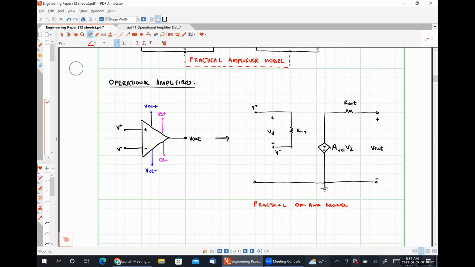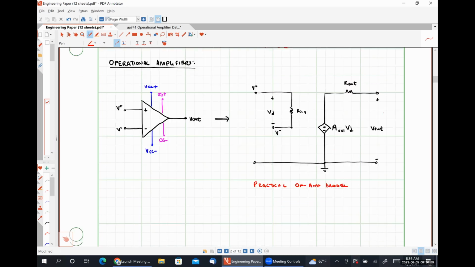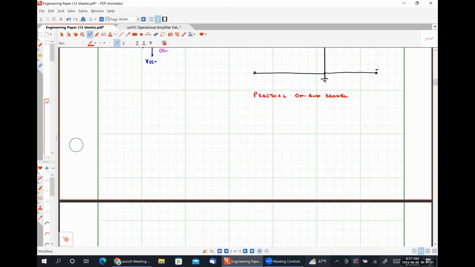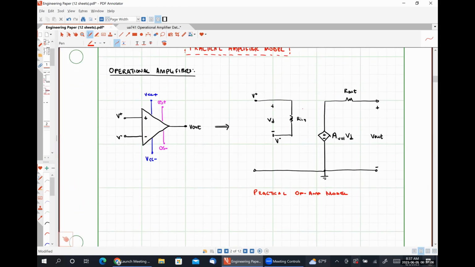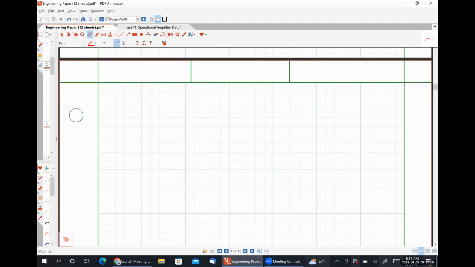Now, it does have some limitations, and I'd like to show you what those are. So what I'm going to do here, once my screen updates correctly, there we go. I'm going to draw a little circuit, and we are going to analyze it using the practical op-amp model. So this is going to be a fairly simple circuit.